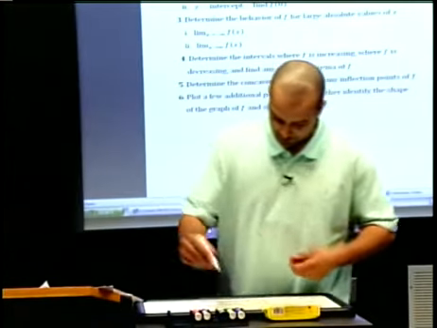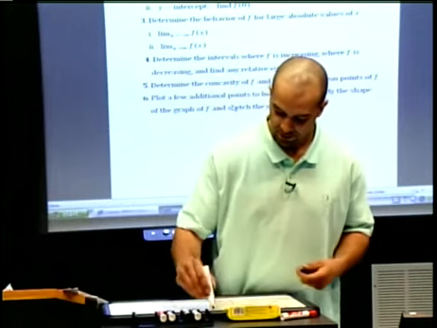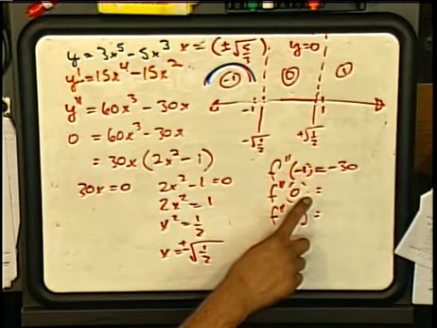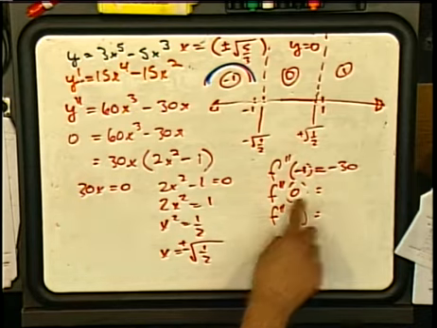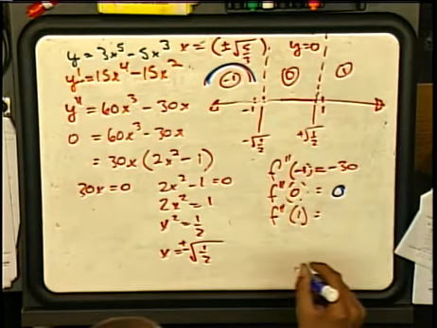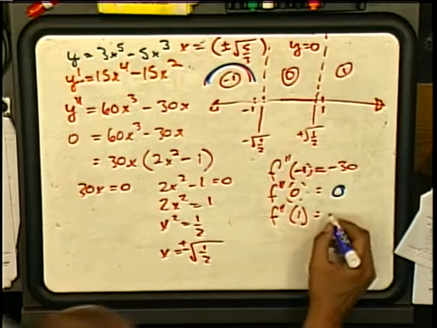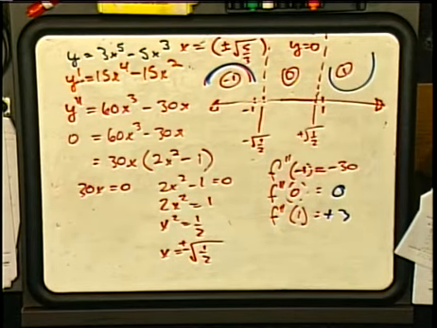So you know that this concavity is down. F double prime is 0. Did you finish that? What was the answer for 0? It should be 0. And then f of 1 is 30. Positive 30? Yep. So that's going up. And it's doing something in between.